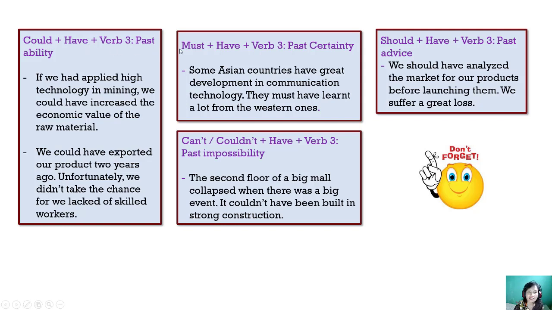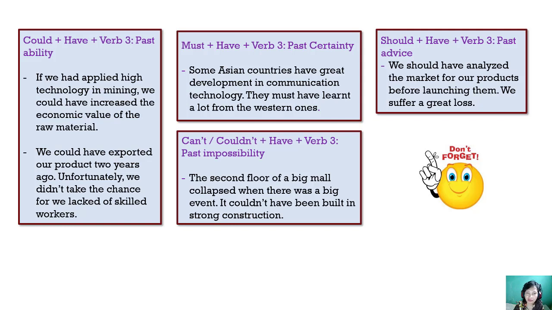Okay. The next is must have plus verb 3, past certainty. Some Asian countries have great development in communication technology. It is the fact. Actually, you can have this sentence in the past, but we can have it also in the present. Based on this fact, or this statement, we can use certainty. We can make a conclusion.